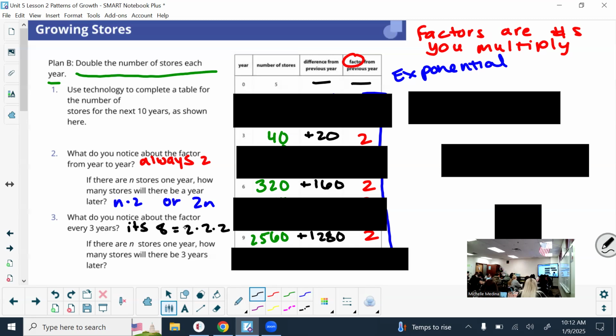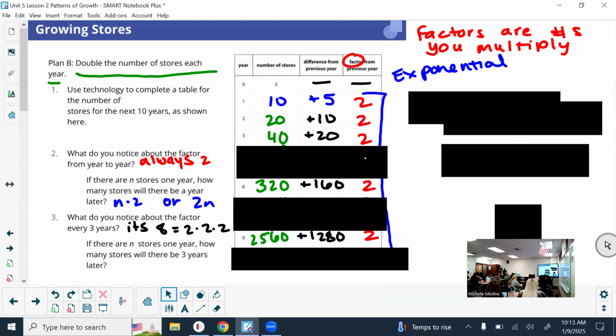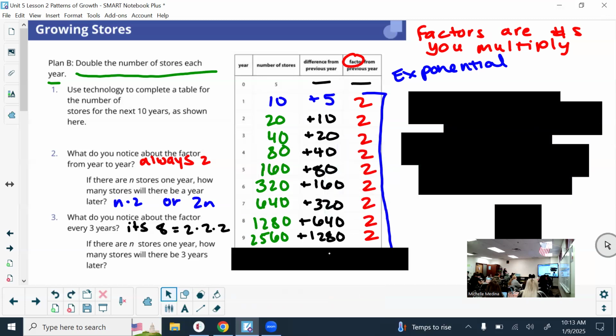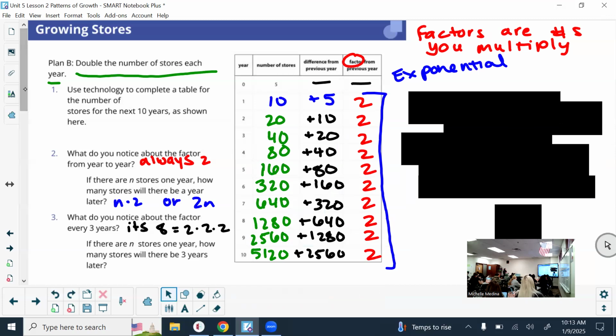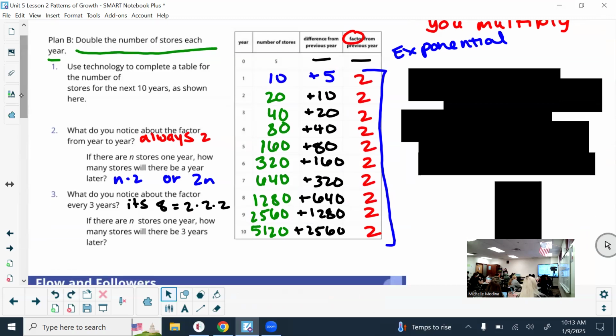We multiply 2 to get each singular year. If I'm looking for every 3 years, I had to do 2 times 2 times 2. 2 times 2 times 2 is 8. Or 2 cubed, 2 to the 3rd power is 8. So then what expression could I write for how many stores there will be 3 years later? There are n stores 1 year. How many stores will there be 3 years later?